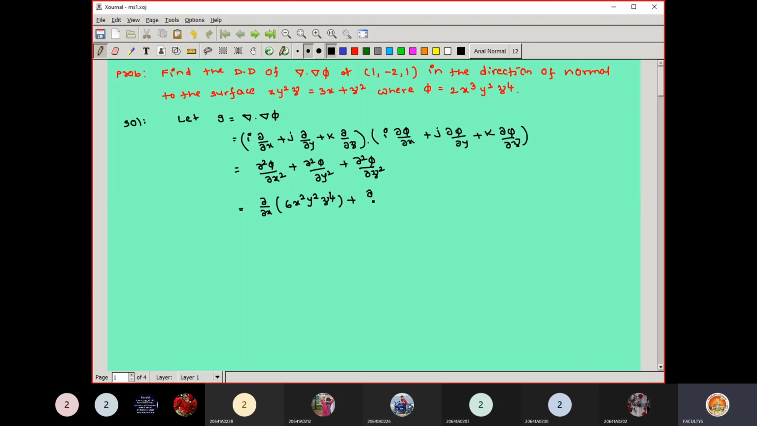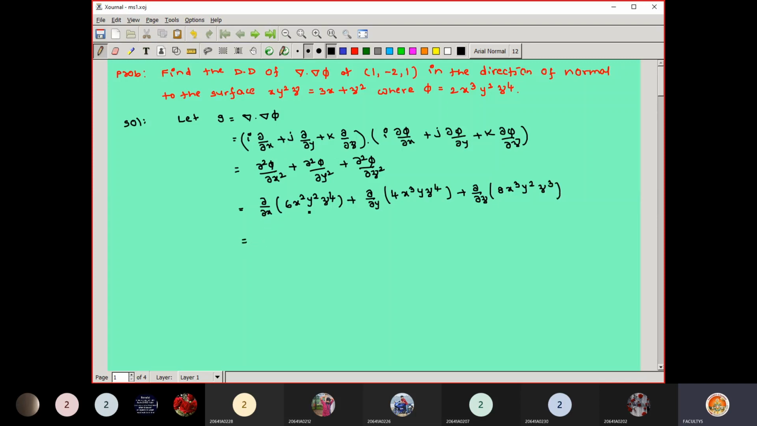Plus similarly dou by dou y of dou phi by dou y. Dou phi by dou y, differentiation with respect to y, becomes 4x cube y z power 4. Similarly plus dou by dou z of dou phi by dou z, with respect to z variable, I can write 8x cube y square z cube. Just directly you are making the differentiation.